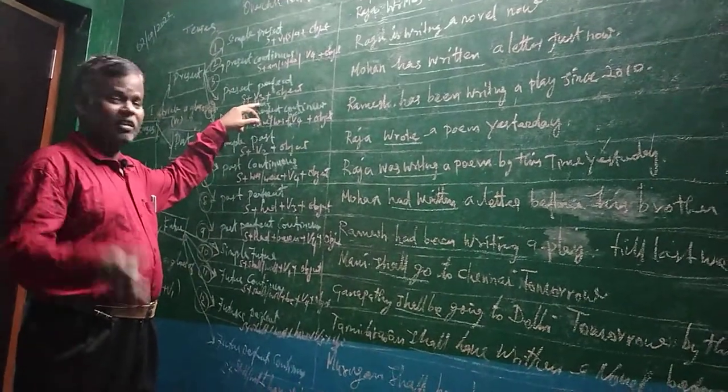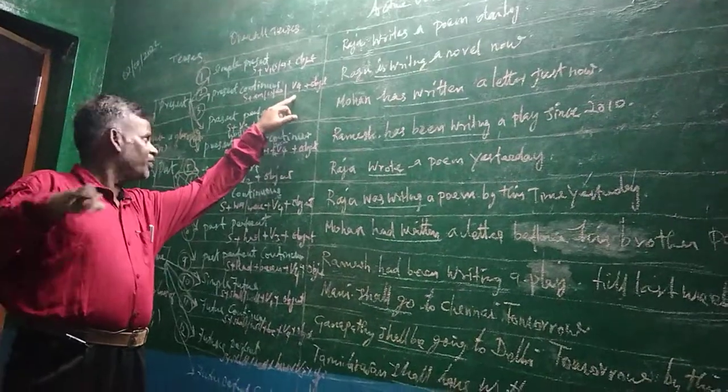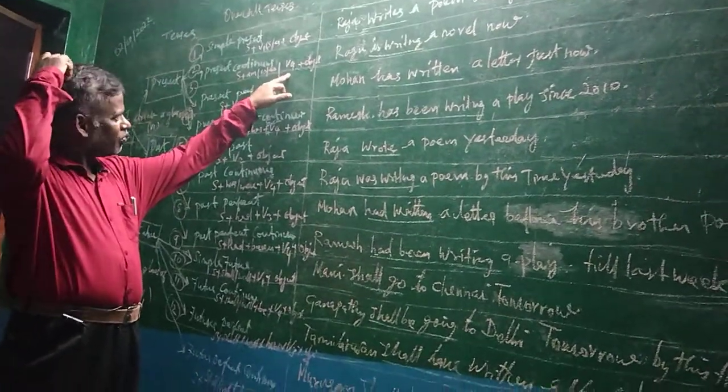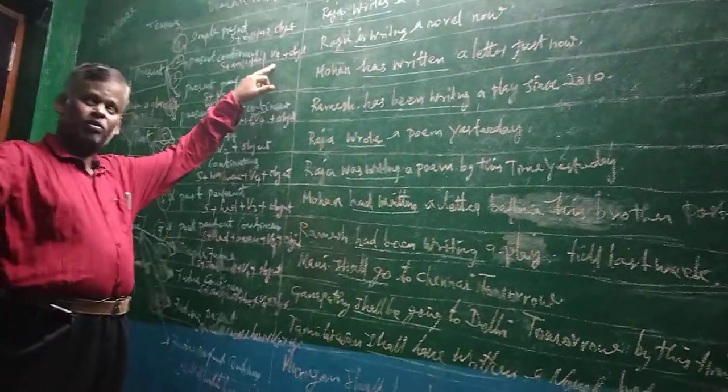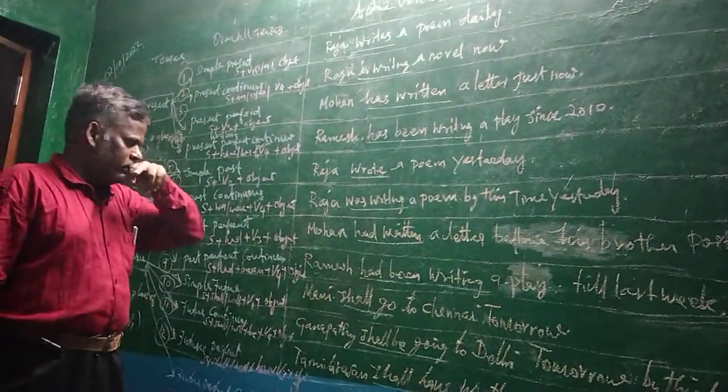And V3 is the past participle. And here it is V4. V4 is used in the present continuous; it is the present participle. V1 is the simple present.